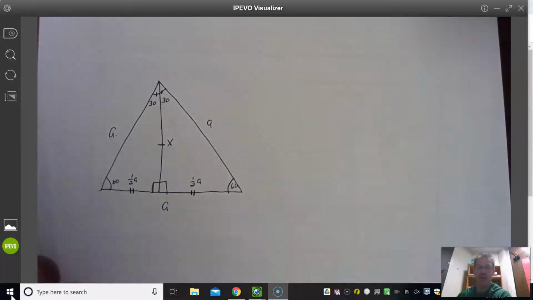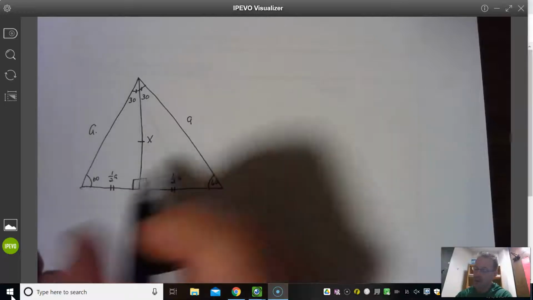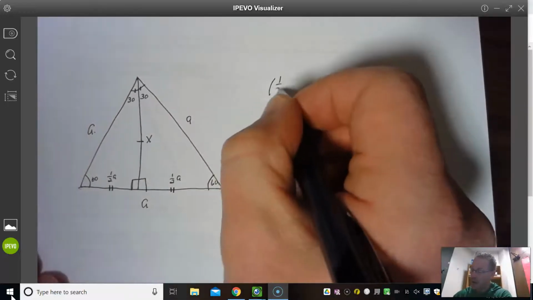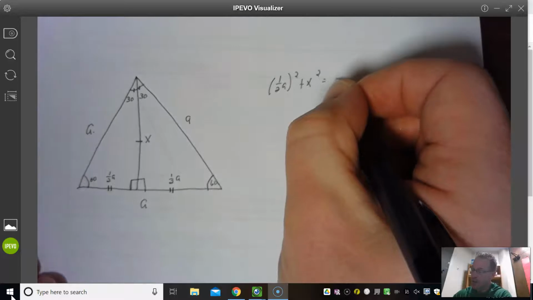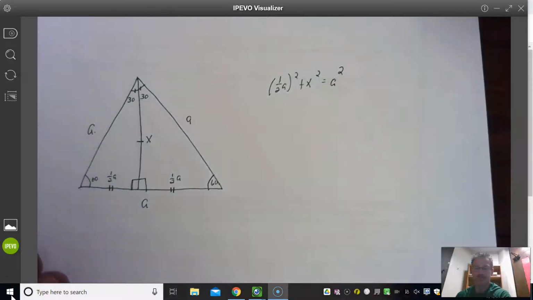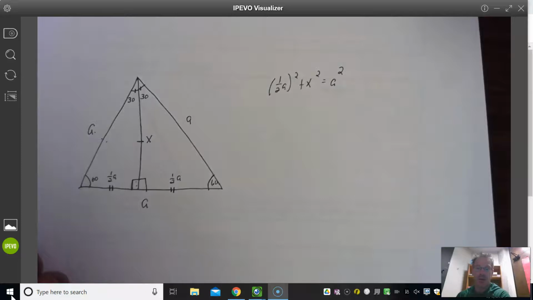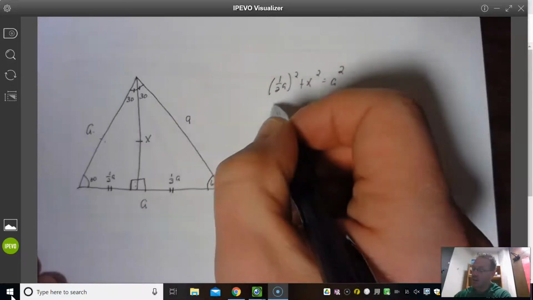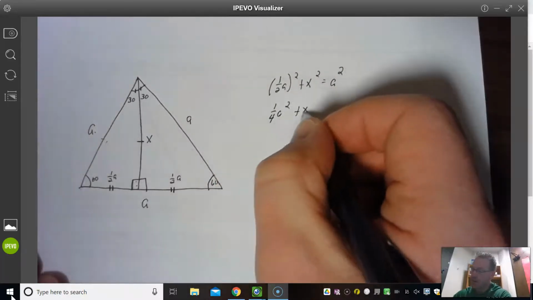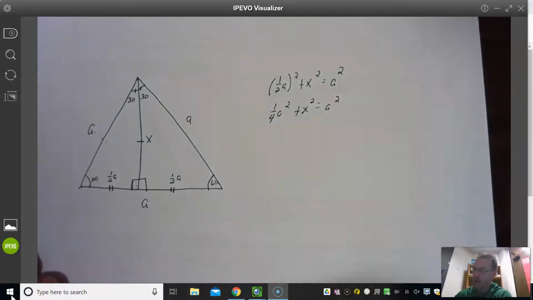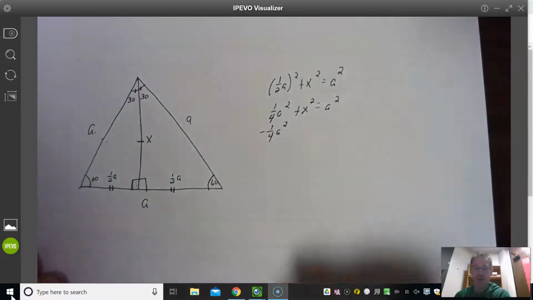So what we're going to do now is use the Pythagorean theorem, because we know we'd have 1/2 A squared plus x squared equals A squared. And so notice A has to be C because it's the one opposite the right angle. So notice if I square this, this would be 1/4 A squared plus x squared equals A squared. I would subtract this 1/4 A squared from both sides.